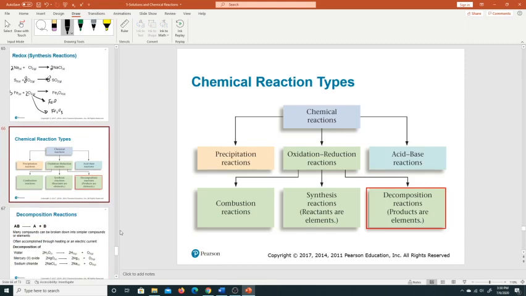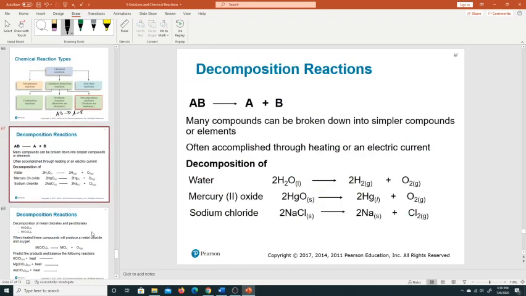Decomposition reactions. Decomposition reactions are similar to synthesis, but they're kind of like the reverse. So imagine AB breaking down to A plus B in some fashion. In other words, one reactant is breaking down into multiple products. So the decomposition of water into its elements. The decomposition of mercury 2 oxide into its elements.